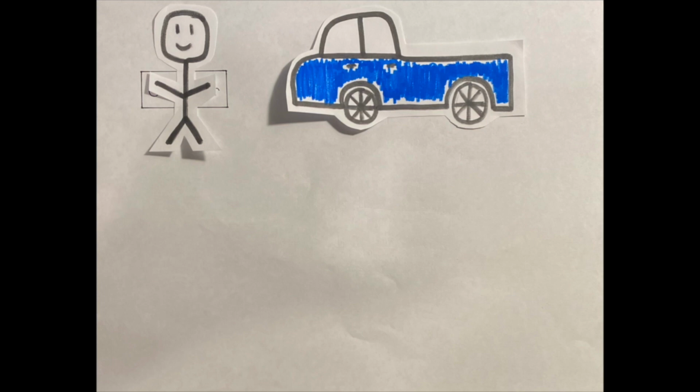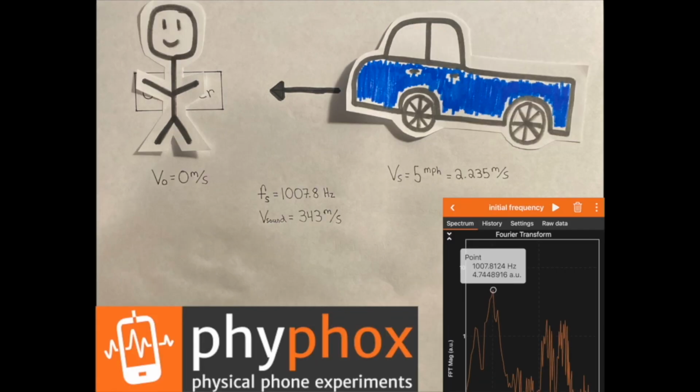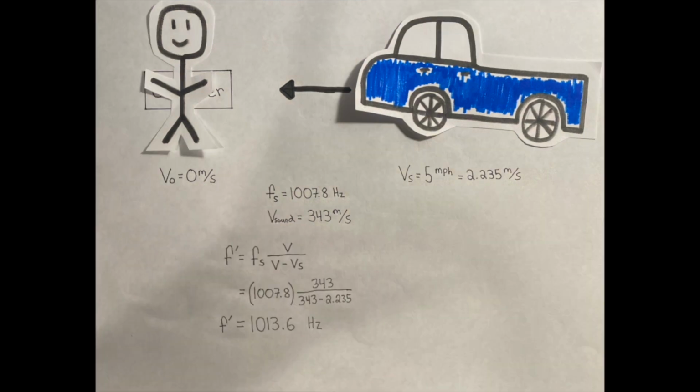In this scenario for the Doppler effect, we have our observer, which is Luis, and our source, which is the truck. The source is approaching a standstill observer. The truck is moving at 5 miles per hour or 2.235 meters per second. Using the application Firefox, we were able to calculate the peak of the siren's frequency at 1007.8 hertz. Since the speed of sound is 343 meters per second, and by using the Floridian method, we are able to calculate the frequency of the observer using this Doppler equation.